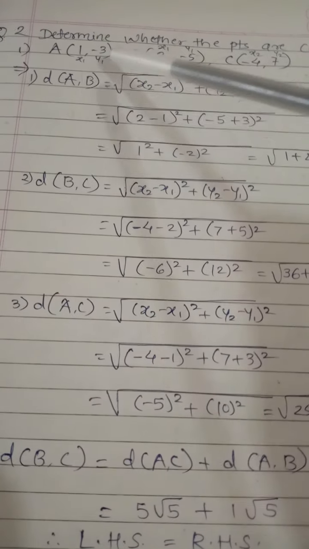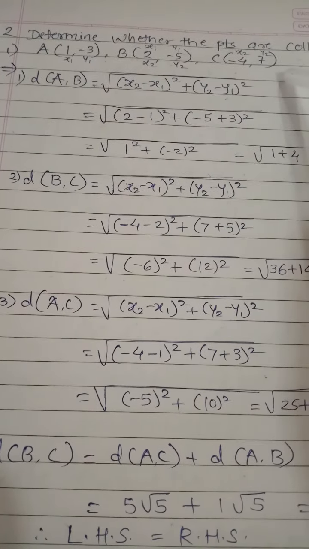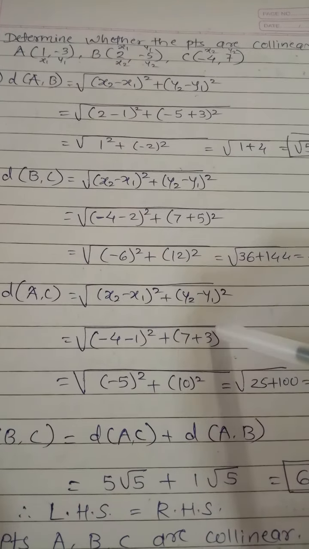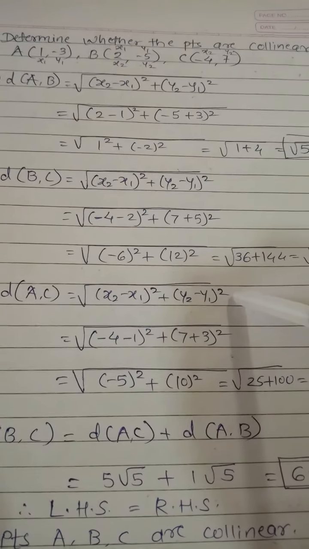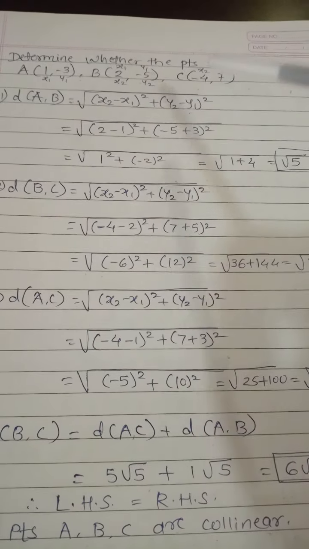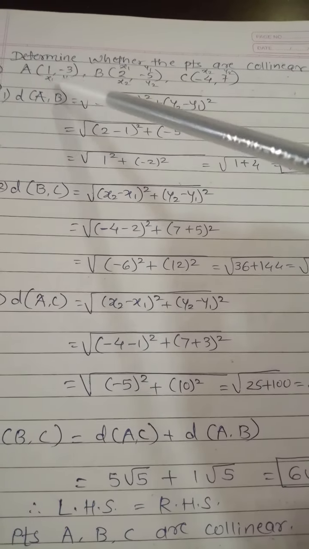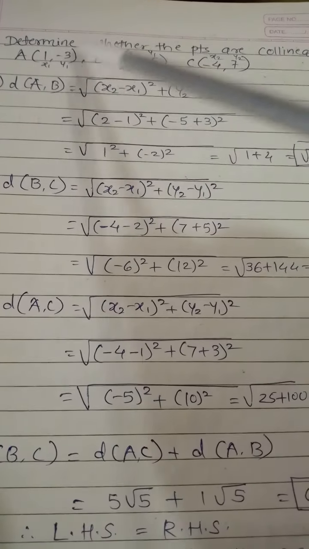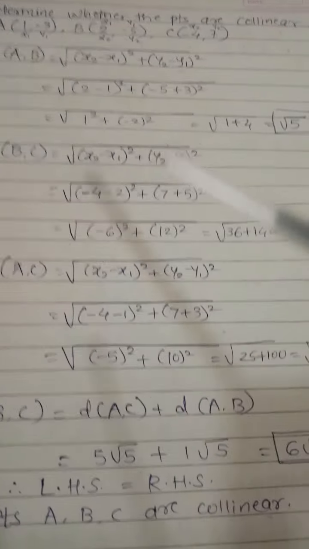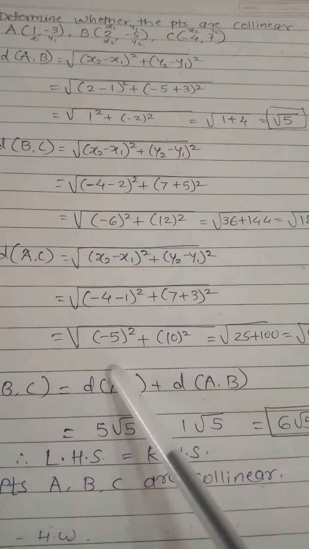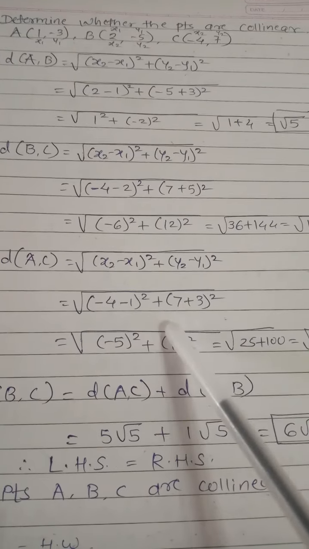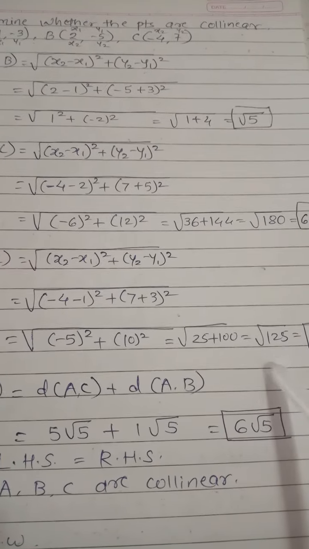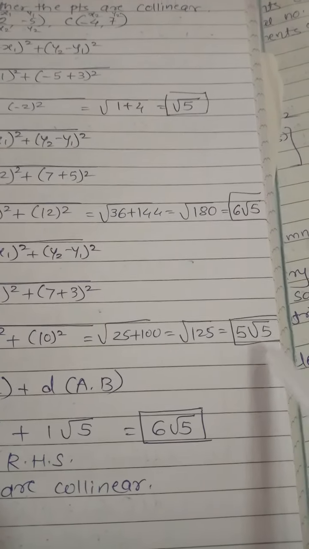So for AC, A we consider as x1, y1 and C is x2, y2. Using the same distance formula, x2 minus x1 bracket square plus y2 minus y1 bracket square, we put down the values: minus 4 minus 1 bracket square plus 7 minus minus 3, that is 7 plus 3, bracket square. So minus 4 minus 1 is minus 5 square plus 10 square. Totally we get 25 plus 100, that is root 125. So my answer is 5 root 5.